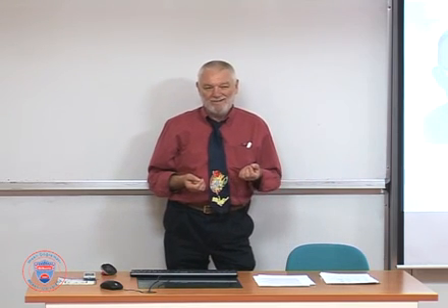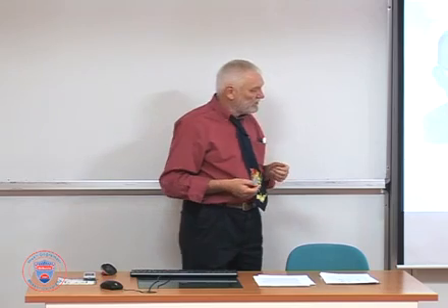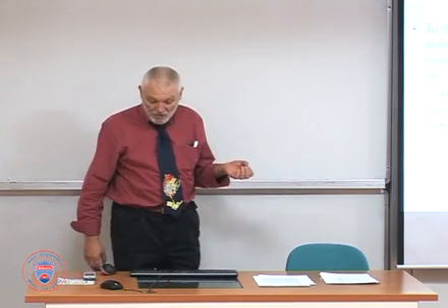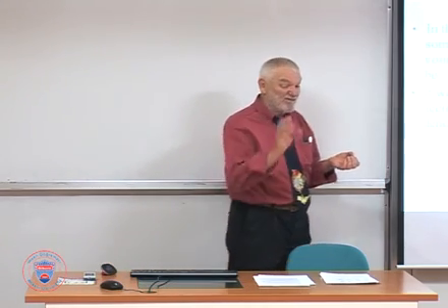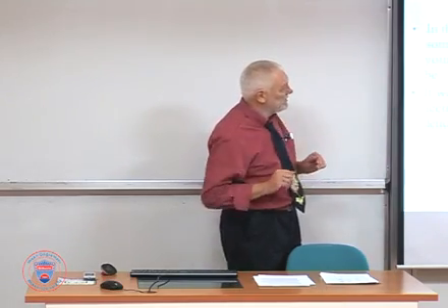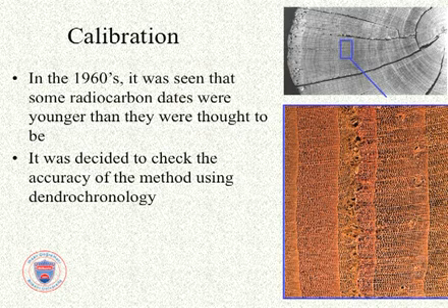The method seemed to work absolutely fantastically. But then in the 1960s, the price of radiocarbon dating came down, so more and more people were using it. Some problems began to be seen. Many of the prehistoric sites throughout the world seemed to be younger, according to radiocarbon dates, than other people thought they should be, allowing for stages of development. So it was decided to find out just how accurate radiocarbon dating was. And the way they chose to do this was through what we call calibration, fixing in a radiocarbon date with an accurate date. How this was done was through dendrochronology.